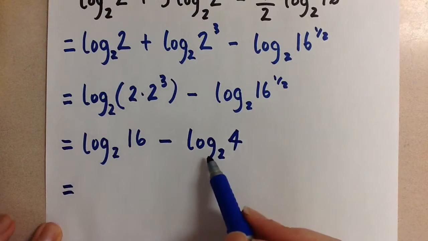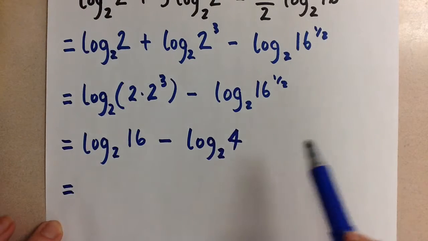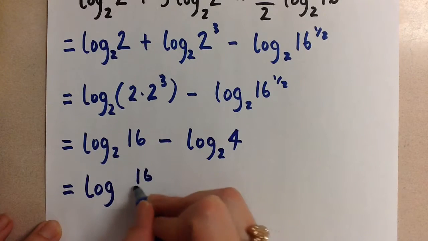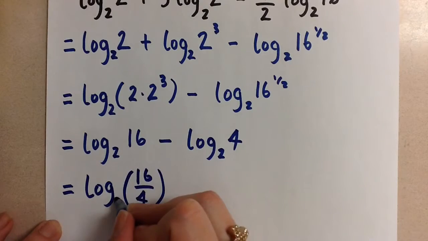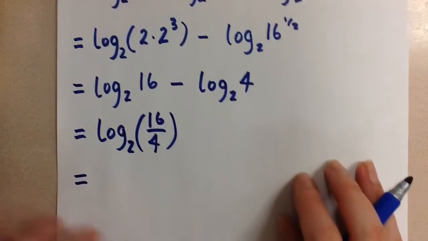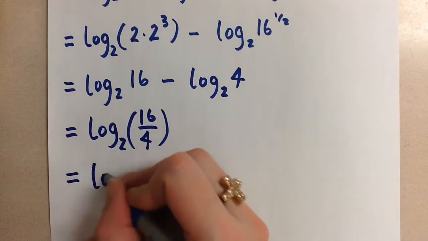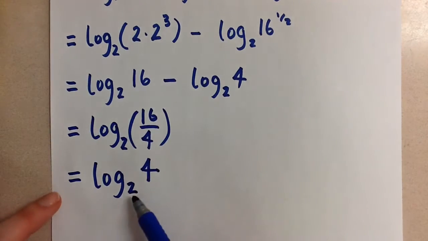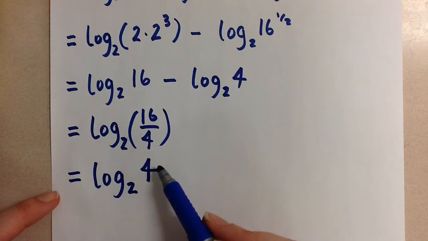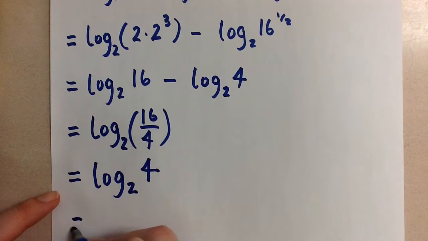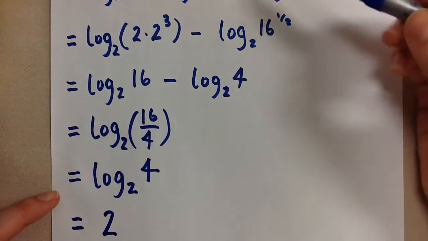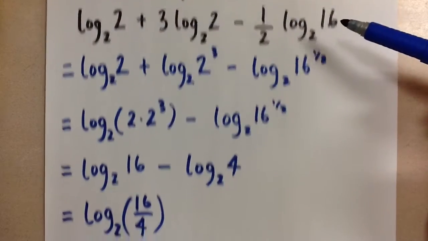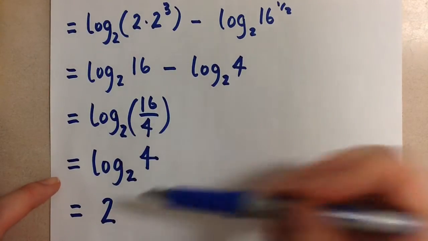All right, now I can combine these two logarithms together by using the quotient rule. So this becomes the log of 16 divided by 4 to the base 2. And now we're going to divide this out to get the log of 4 to the base 2. So we ask ourselves now, 2 to the power of what gives us 4? And so the answer here is going to be 2. So we've simplified the 3 logarithms at the beginning down to 1 logarithm, and now we get the answer of 2.